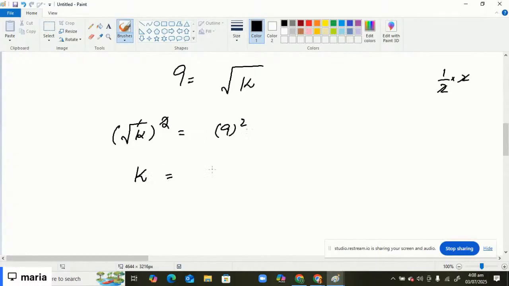Now here is 9 squared. It means 9 times 9, so 9 should be multiplied 2 times with each other, and k stays as it is. 9 times 9 is 81. This is the value of k.